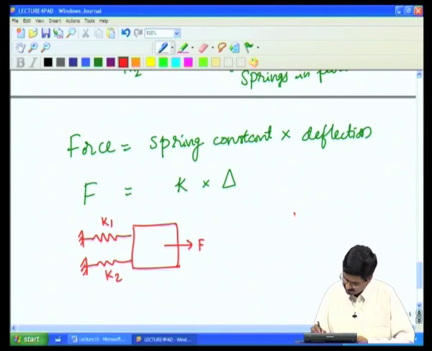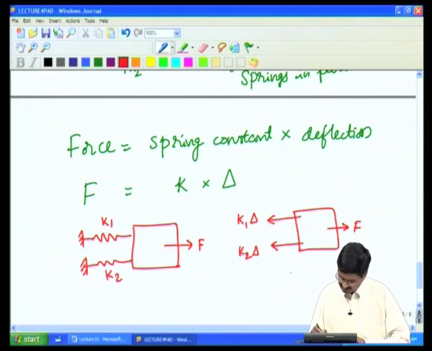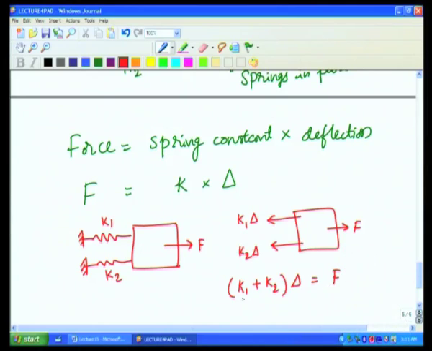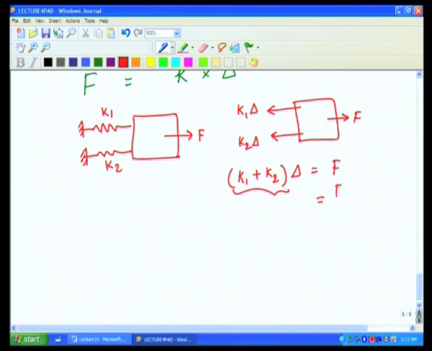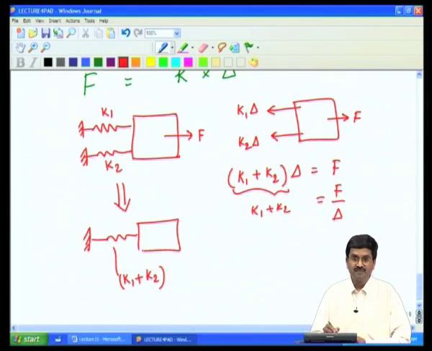If I were to break away these springs, then I can put the mass and there is a force acting on it, and there will be a force which is K1 times delta, another one K2 times delta. So, that means that K1 plus K2 times delta is equal to the force, or the new spring constant, which is F over delta, is equal to K1 plus K2. In other words, this thing I can show as a single spring which has a stiffness K1 plus K2. So, springs in parallel will have their stiffnesses added in order to get the equivalent spring constant.